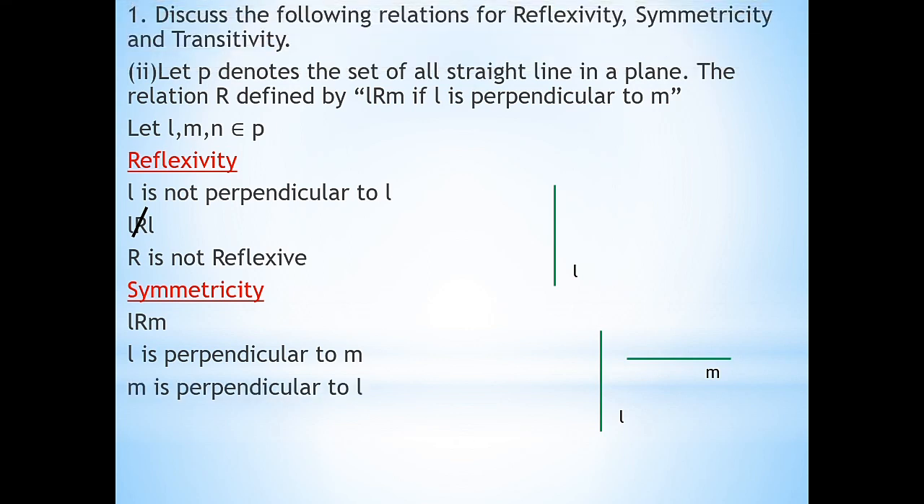Is M perpendicular to L? If L is perpendicular to M, it means M is also perpendicular to L. From the diagram itself we can say that. So this property is also true. So R is symmetric. Now we'll go for transitivity.